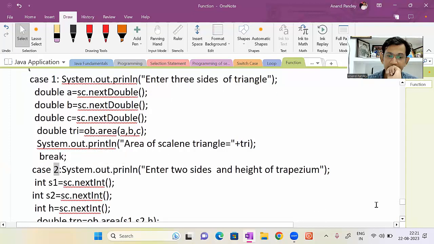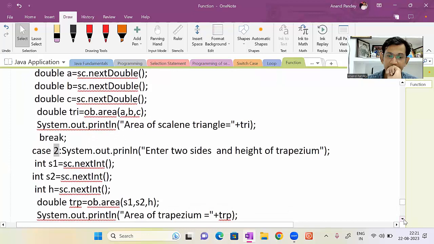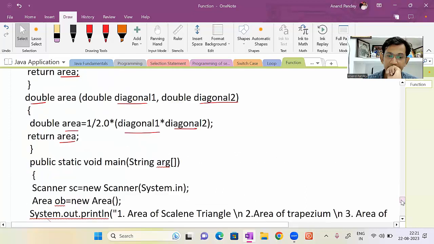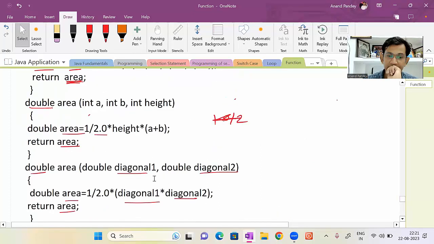Here we are taking input of the values S1, S2 and height. Then we are calling the function, passing S1, S2 and S3 to the function. This time we are passing 3 integer values. So which function will be called? The function which requires 3 integers. That is what? Either this one, A, B and height. So this function will be called and it will return the area of trapezium.